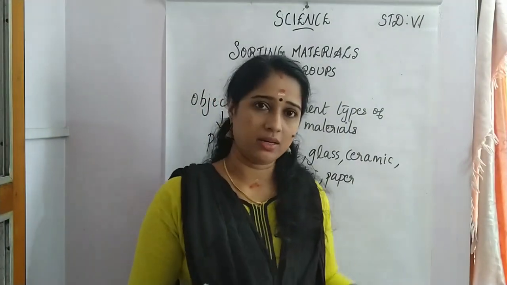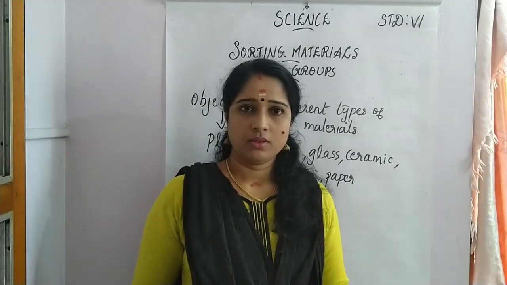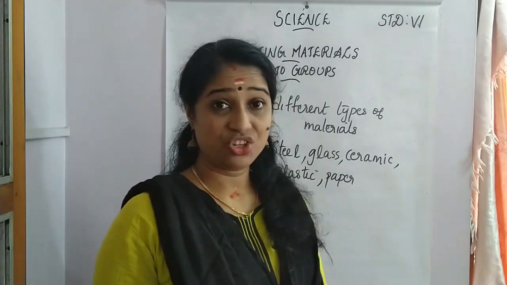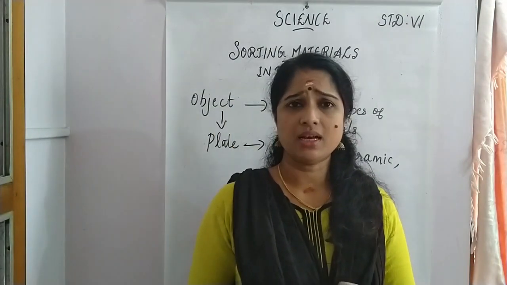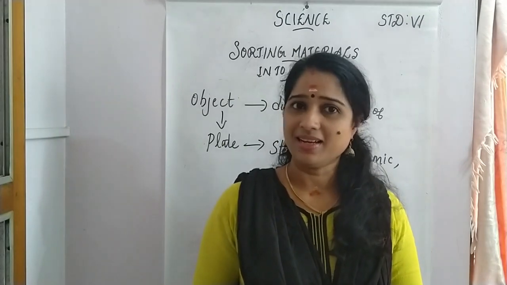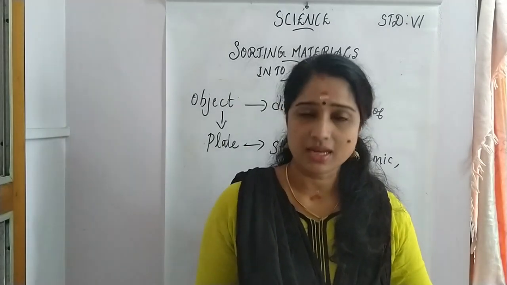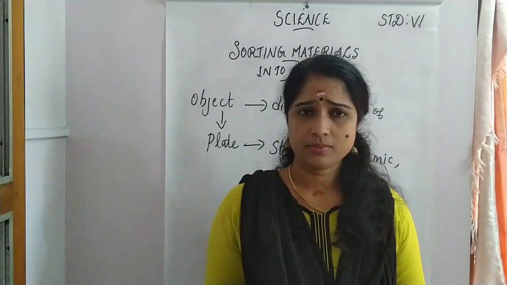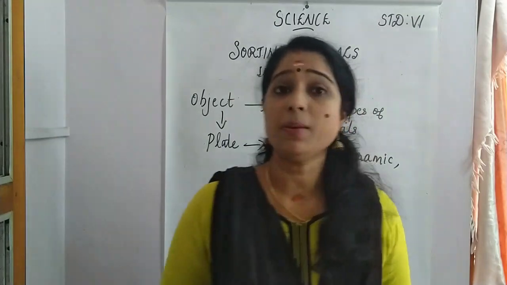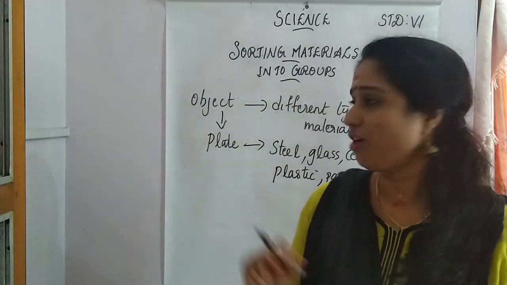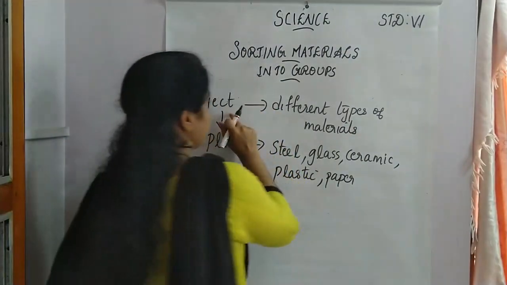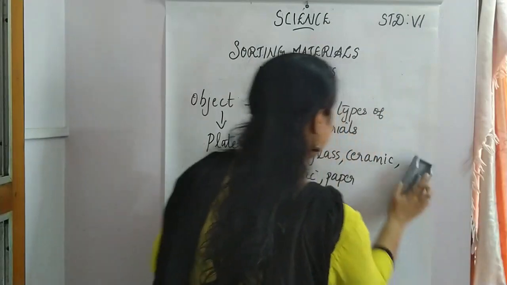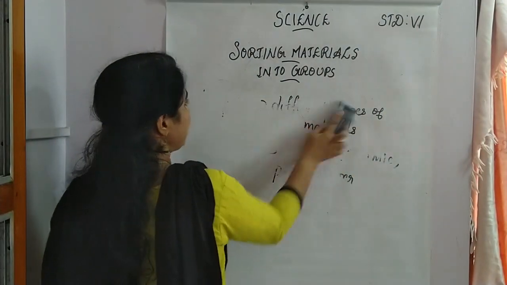Another example: the chair. The chair is an object. By using what materials can we make the chair? Plastic chairs are there, steel chairs, iron chairs, wooden chairs. By using different types of materials we can make the chair. Table also similarly. So a single object, the same type of object, can be made by using different types of materials. Clear?